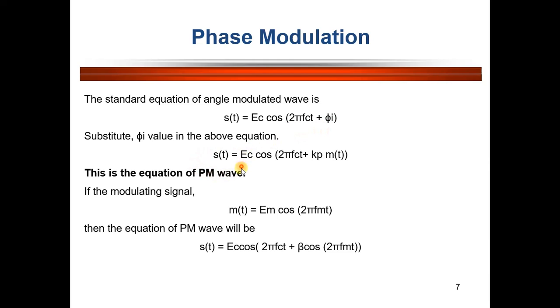S of t is equal to Ec cos 2 pi fct. We will place the value of phi of t from the previous equation. It is Kp m of t. And this is the equation of phase modulation.